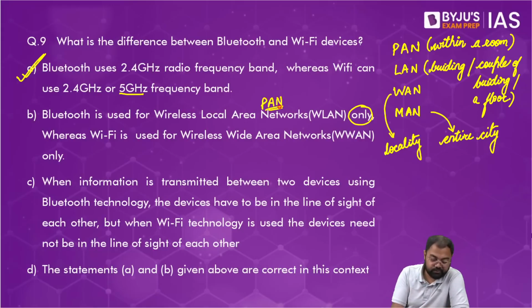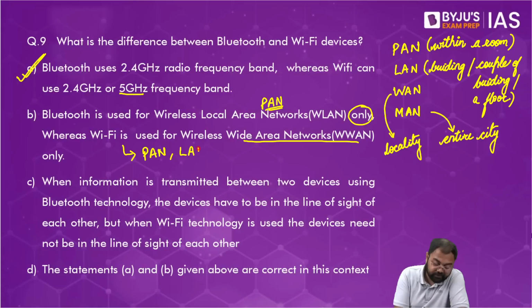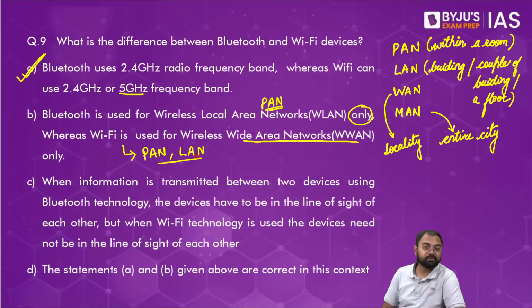Wi-Fi is used for wireless wide area networks only. So Wi-Fi will be useful where? In personal area network also it can be used. In local area network also it can be used. So largely it will be used for these two. So that's why this is wrong.